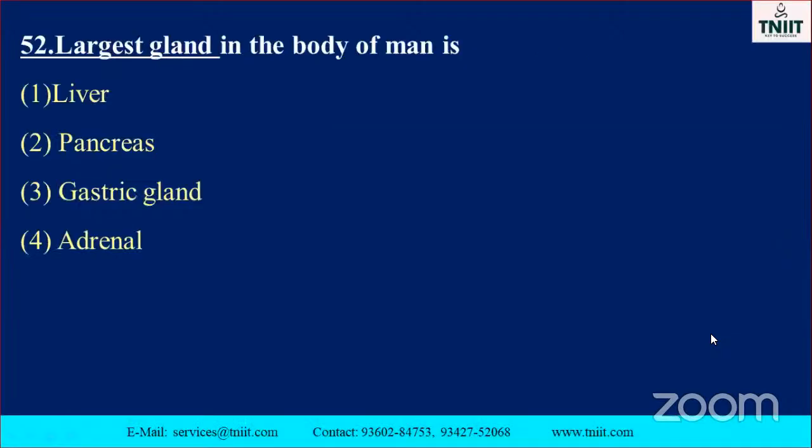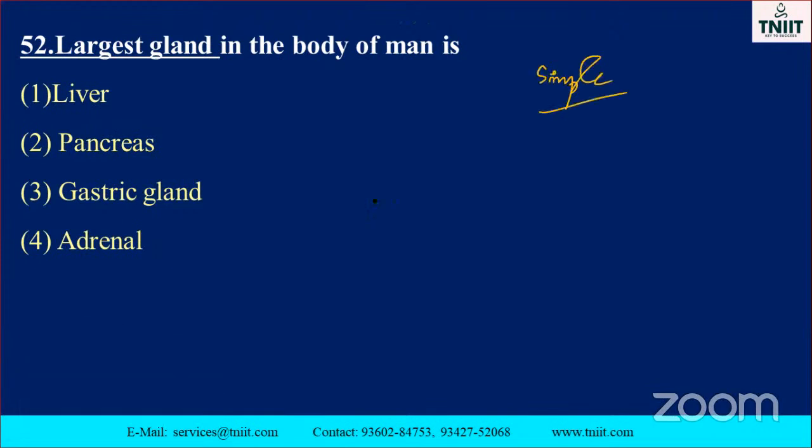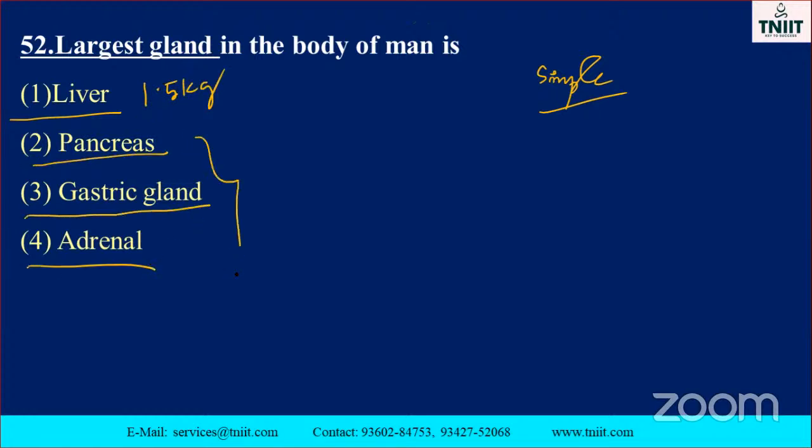What are the next questions? Largest gland in the body of man. Just listen here. It is a very, very simple and direct question. Liver, you already know the weight, then only you can come to the conclusion. Liver has 1.5 kg. Pancreas, gastric glands, adrenal are much less. So the answer is liver, the highest one.